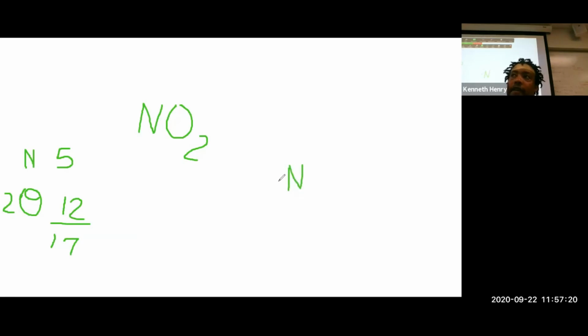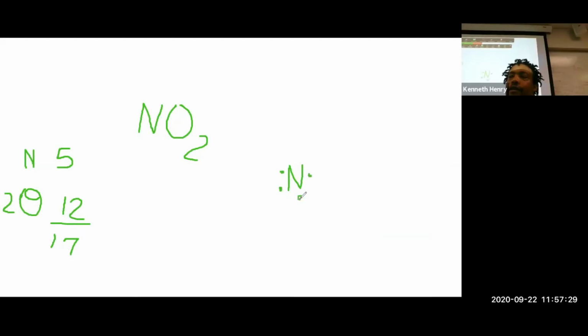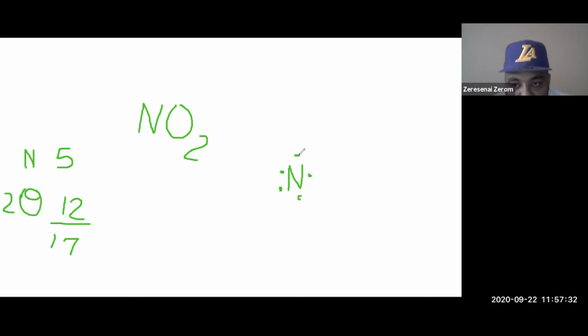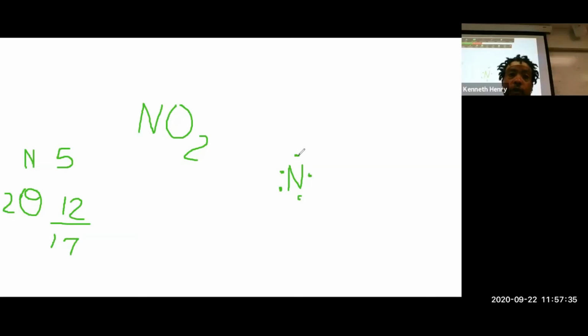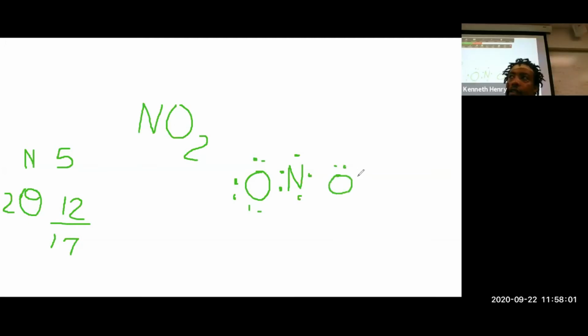How many electrons does nitrogen have again? Valence electrons? 5. 1, 2, 3, 4, 5. Okay? So also, since nitrogen is the weakest, it's going to get shorted in terms of electrons. Oxygen is going to make sure that it gets its own, right? So oxygen has how many valence electrons? 6. This one has 6 valence electrons.